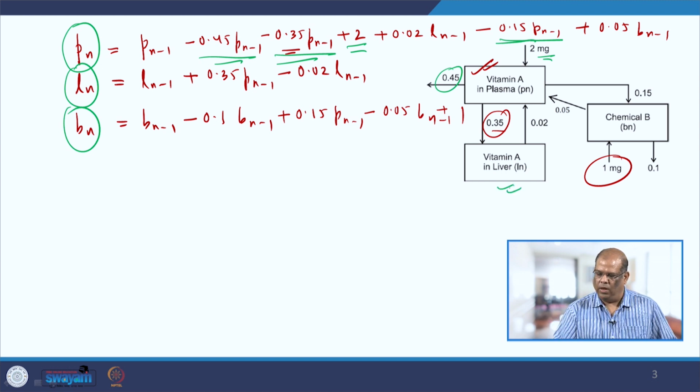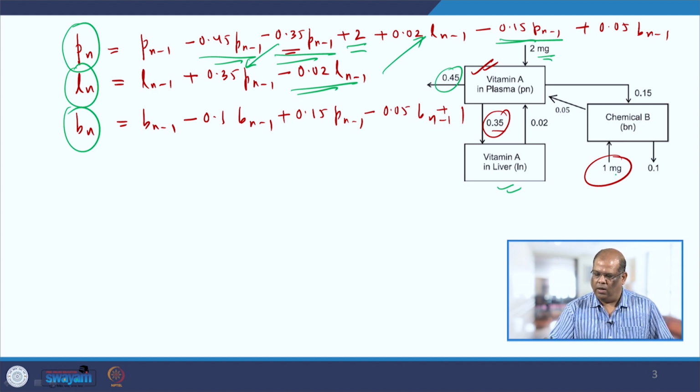Now let's come to the liver. Here 0.02 is going out, so minus 0.02, and it is going to the vitamin A in the plasma, so here is the term. And 0.35 is coming to the vitamin A in the liver, so from here it has come here, and then goes to the chemical B.